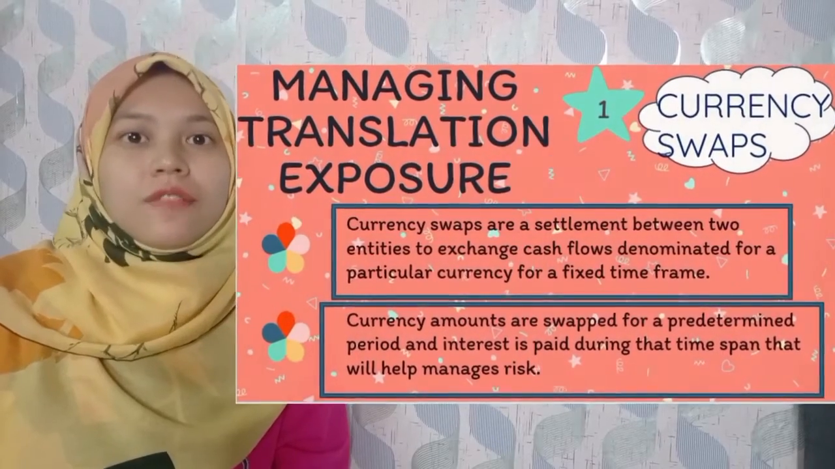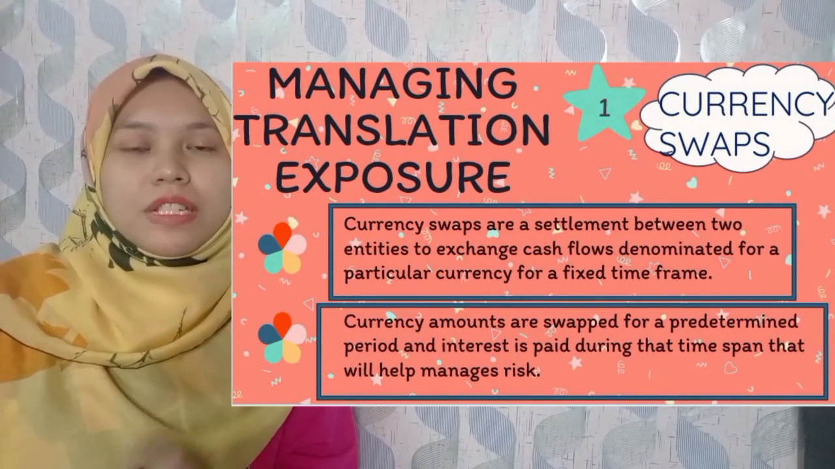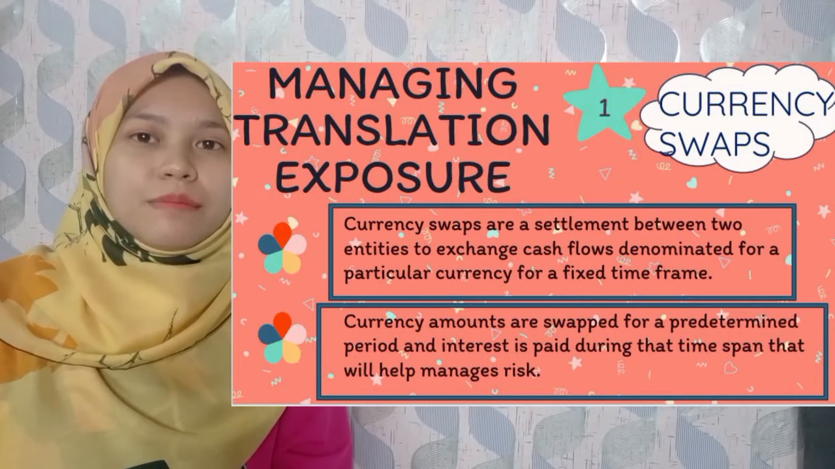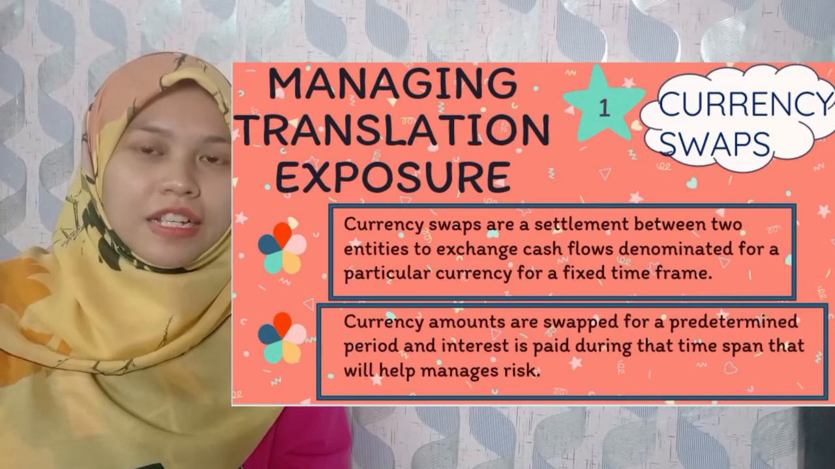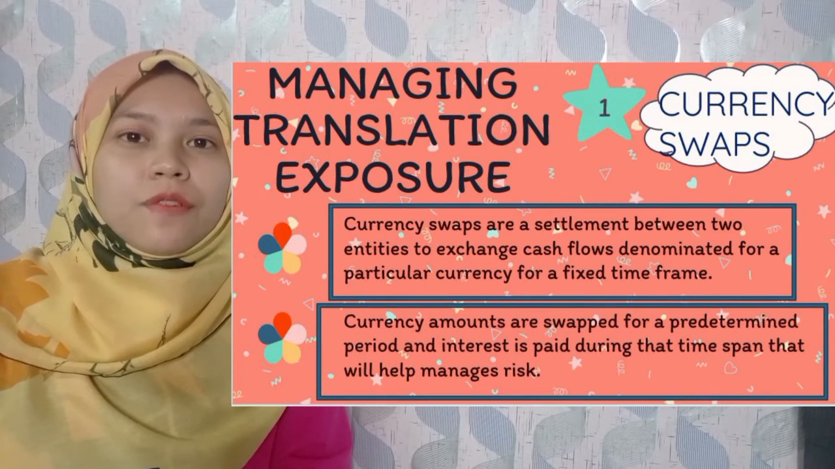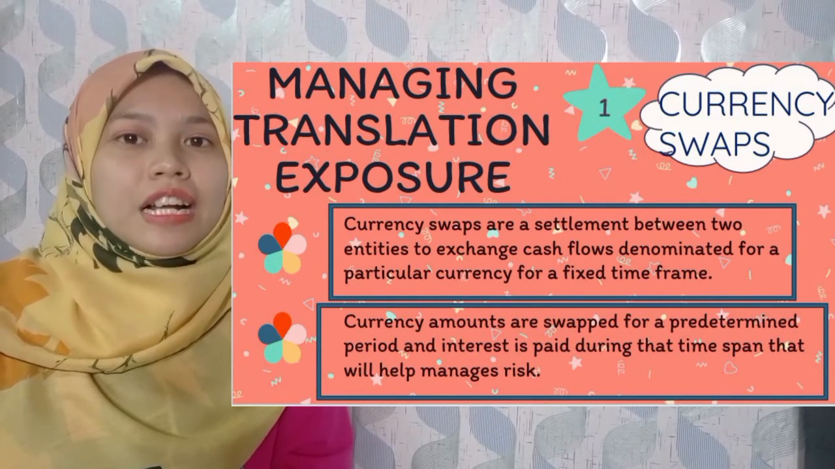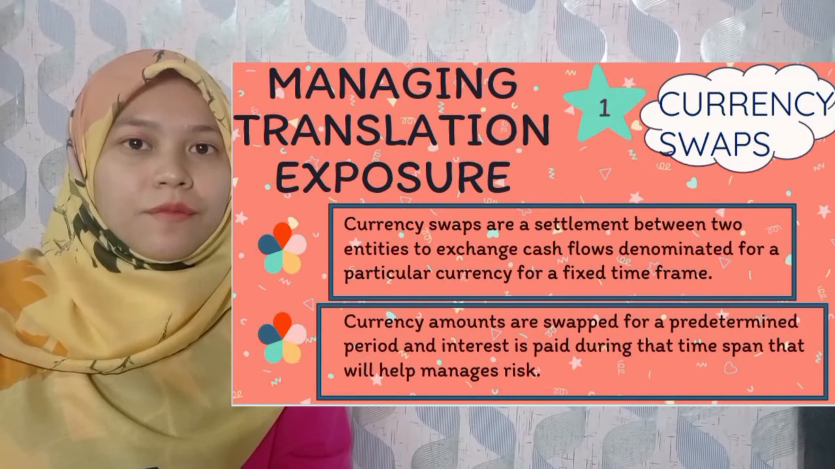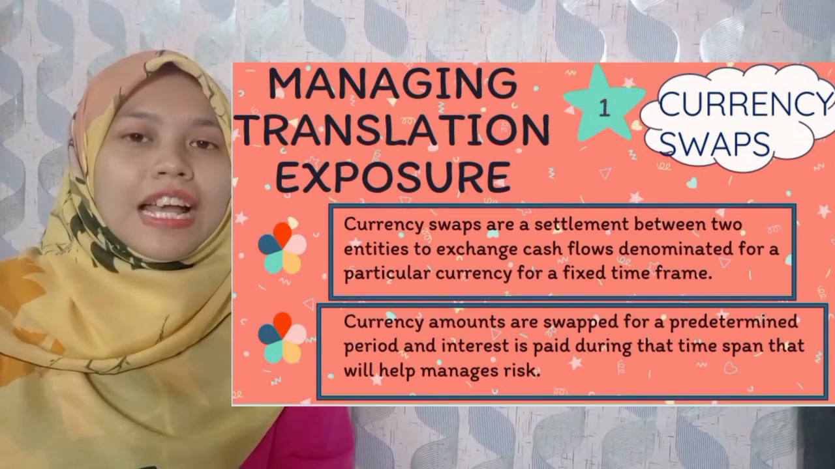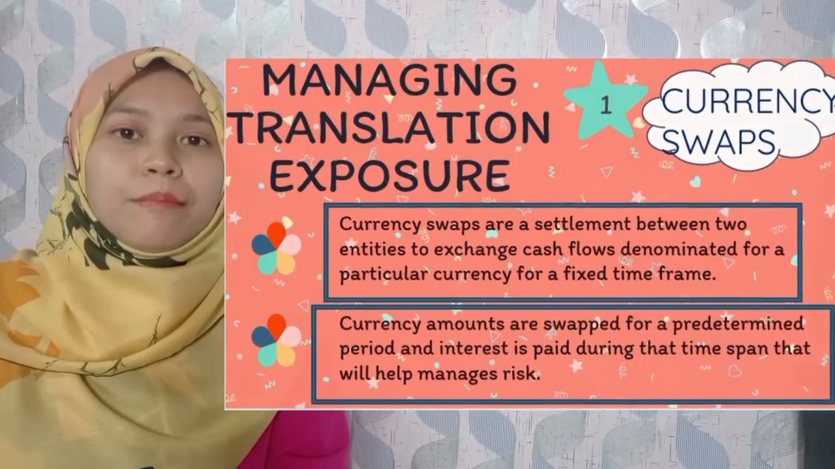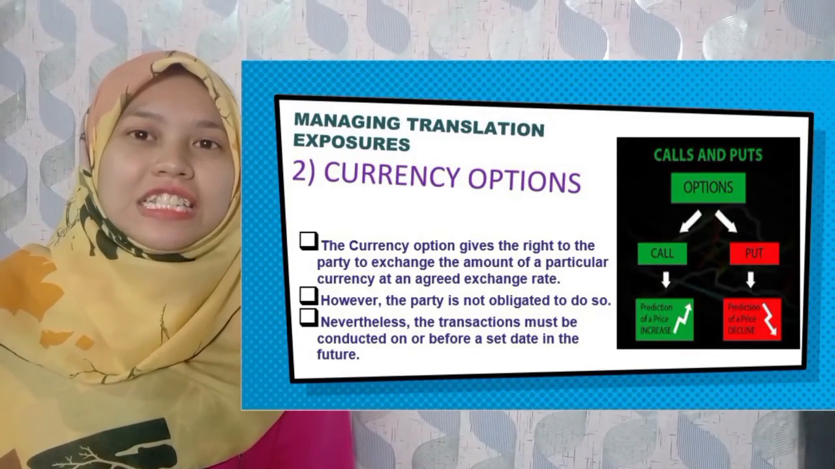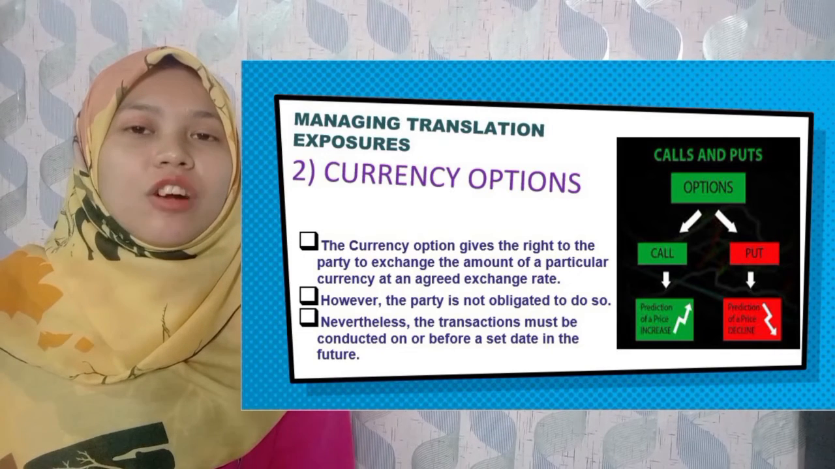Managing translation exposure. Firstly is currency swaps. Currency swaps are an agreement between two entities to exchange cash flow denominated in a particular currency for a fixed time frame, and currency amounts are swapped for a predetermined period, and interest is paid during that time span that will help manage risk. The second way to manage translation exposure is currency options.